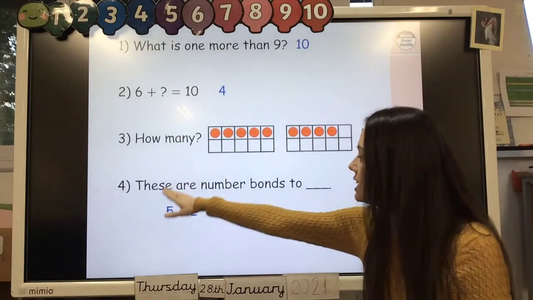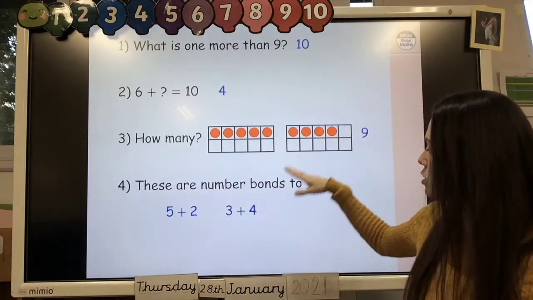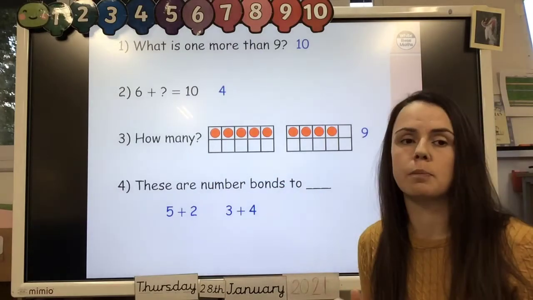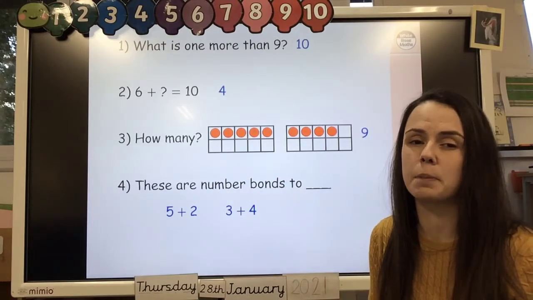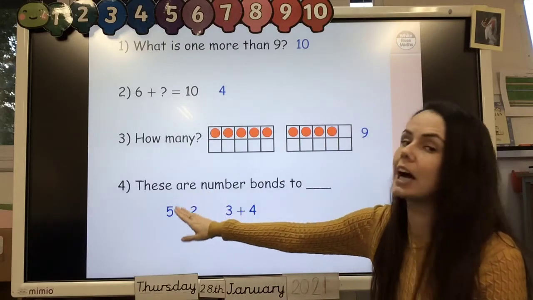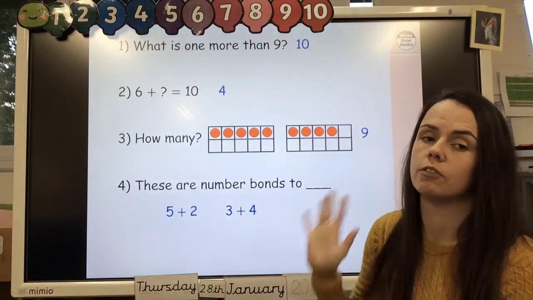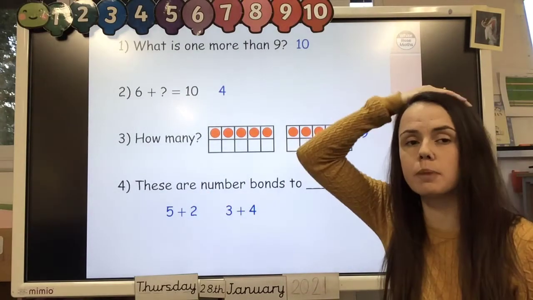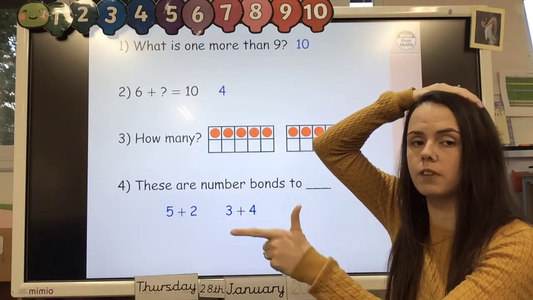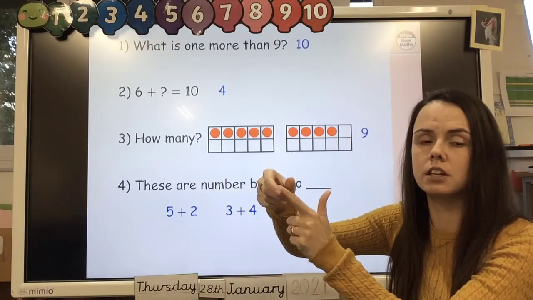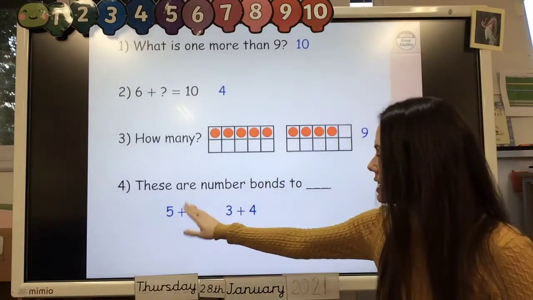Now, these are number bonds too. Remember, number bonds are different ways of making the same number. So what does 5 and 2 make? I'm going to put 5 in my head and count on 2. 5, 6, 7. So that makes 7.